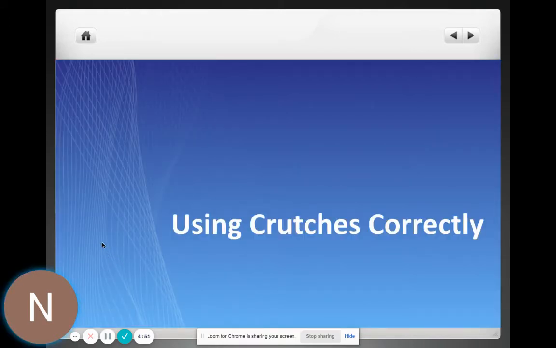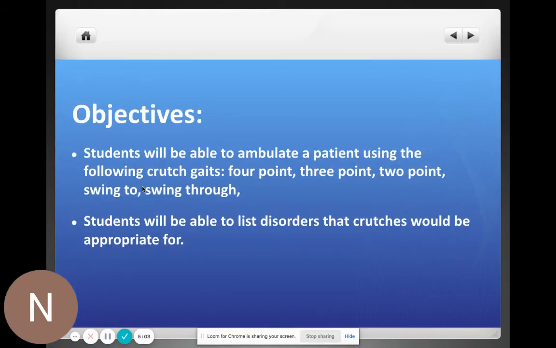So that's gait belt. So the thing that I need you to understand is that no matter what we ambulate a patient with, we are always going to have a gait belt on them to have a good grasp on them. So let's talk about crutches. Crutches, we actually have a few different types of gaits. Gait, in our case, means walk.